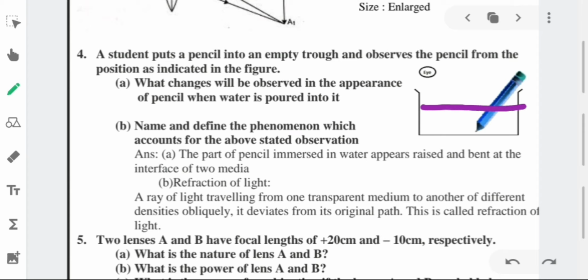Here, when the water is poured into the trough, what happens? The light enters from the rarer medium to the denser medium, it bends. A ray of light traveling from one transparent medium to another different medium deviates from the original path. This is called refraction of light.